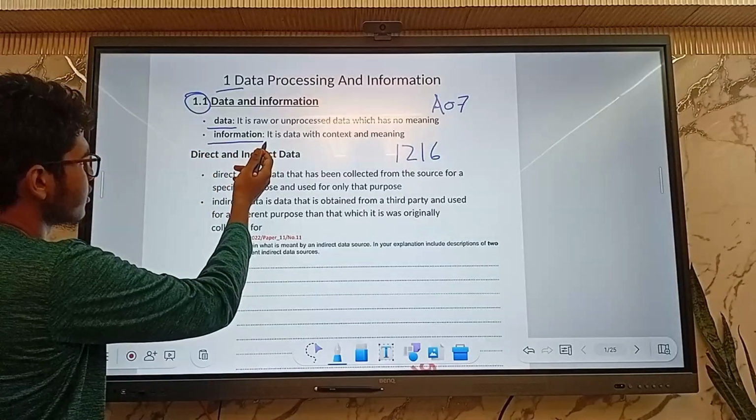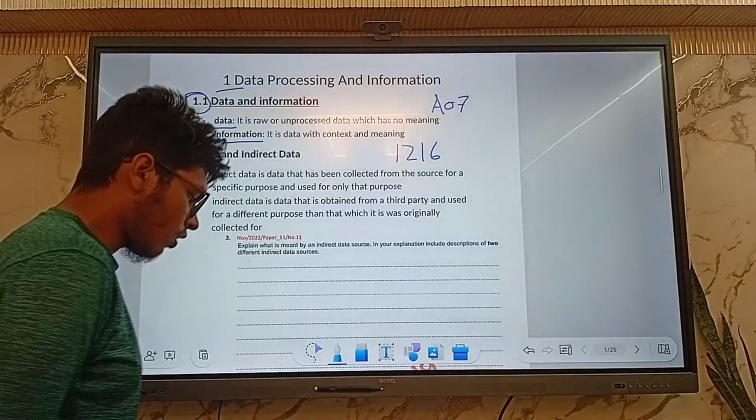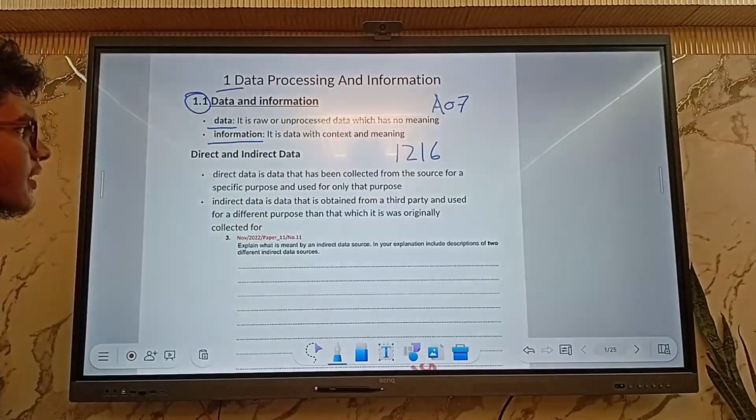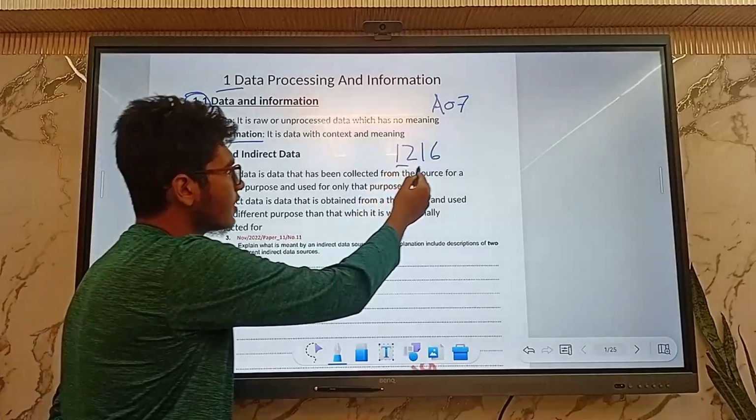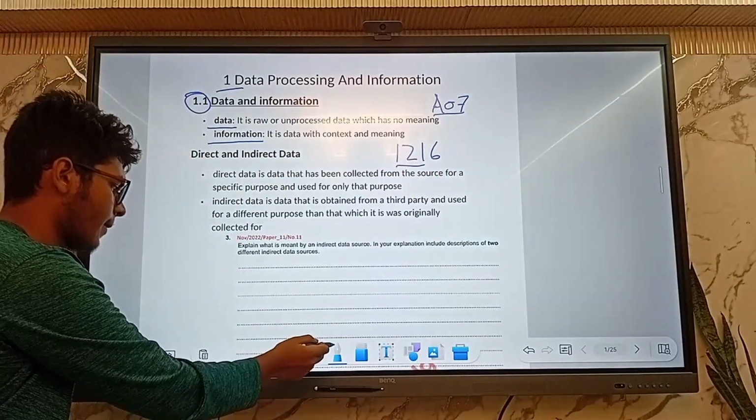We have information. What is information? It is data with context and meaning. So it is data with context and meaning. How about I turn these pieces of data into information? How can I do that?